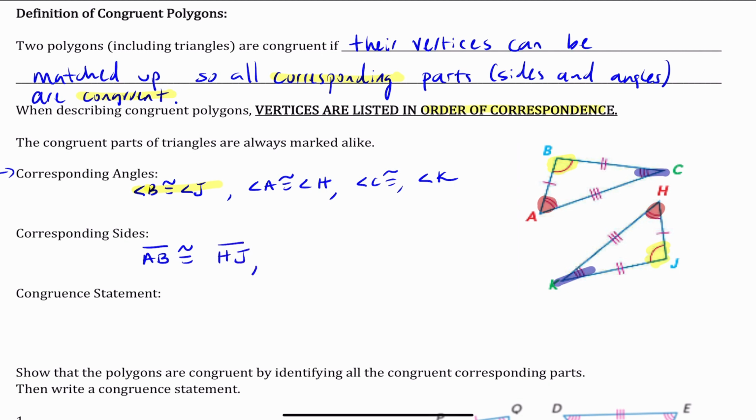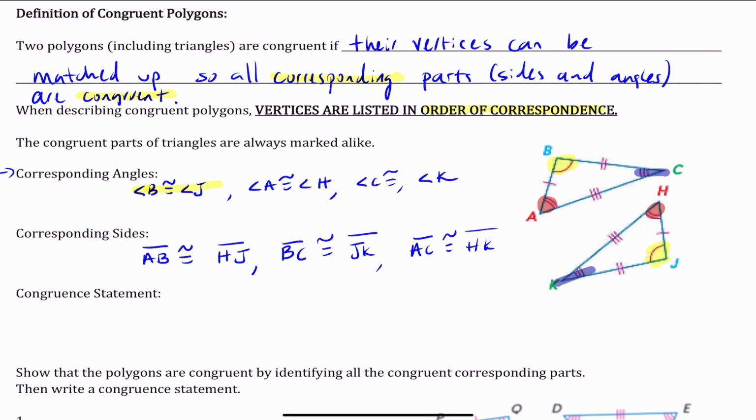And then I see two tick marks here, that's BC, and two tick marks there, that's KJ. So segment BC is congruent to segment JK. The next one, three tick marks here associated with AC, three tick marks there associated with KH. So we can say that segment AC is congruent to segment HK. Okay, and the order doesn't really matter. You can say CA or KH.